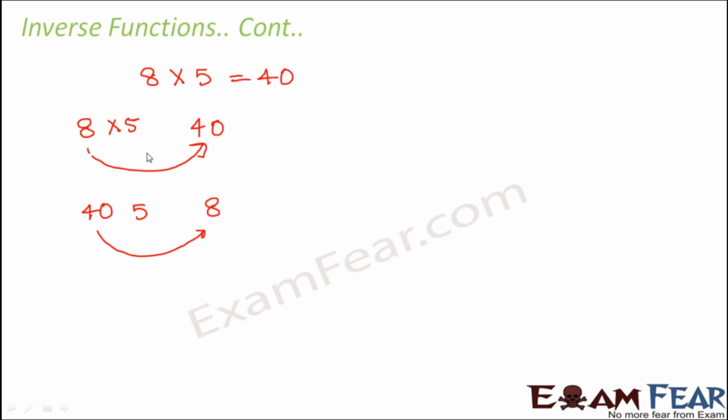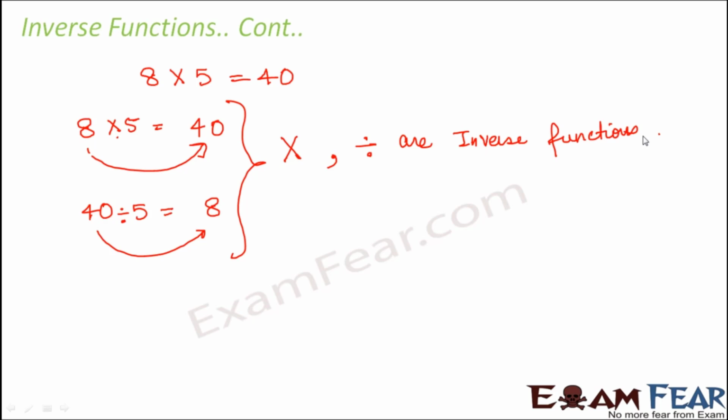This time also you deal with the same number 5, but instead of multiplying, you divide. So 8 multiplied by 5 gives you 40, which means that 40 divided by 5 gives you 8. With this, you get to know that multiplication and division are also inverse functions.